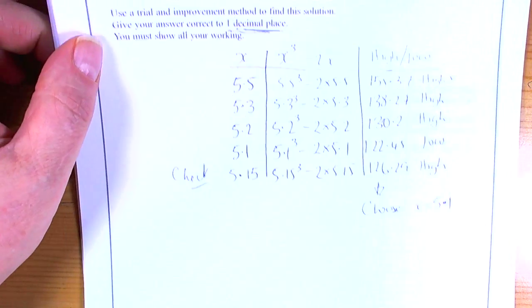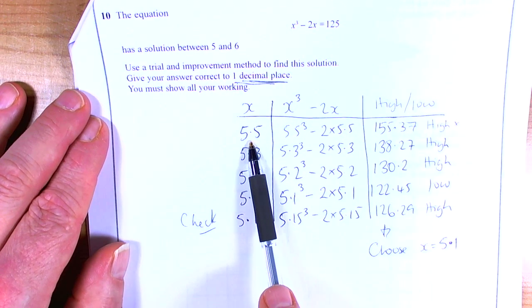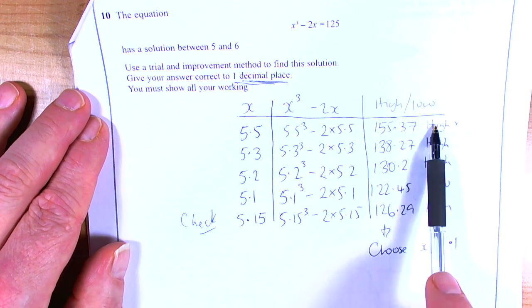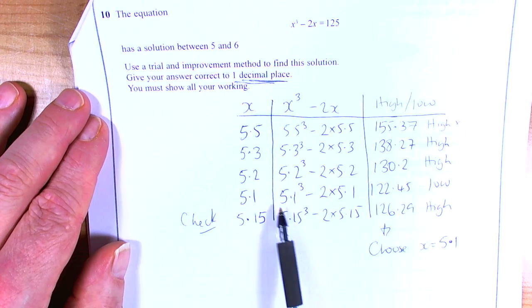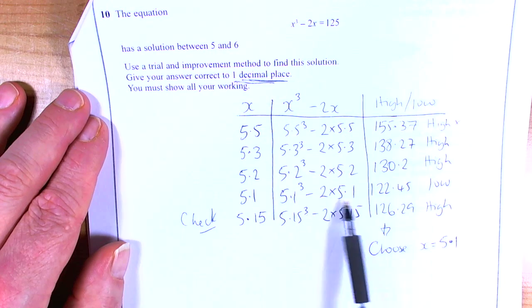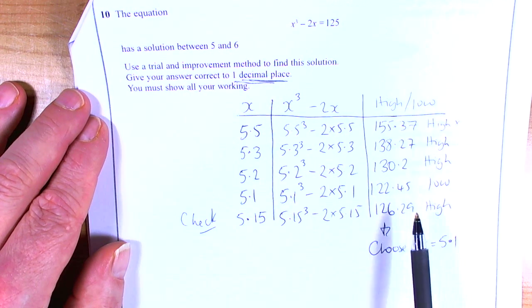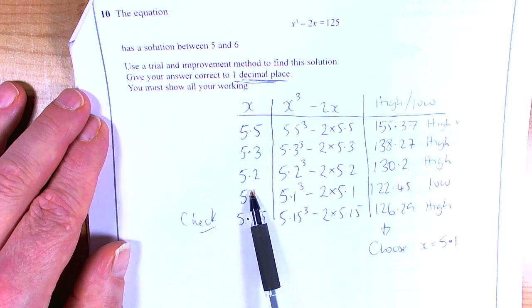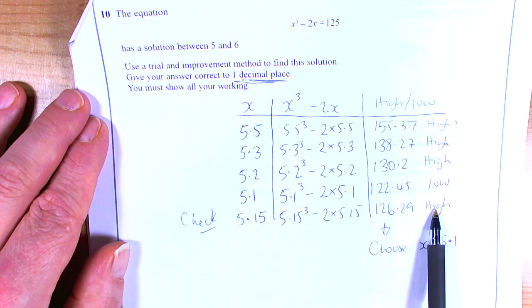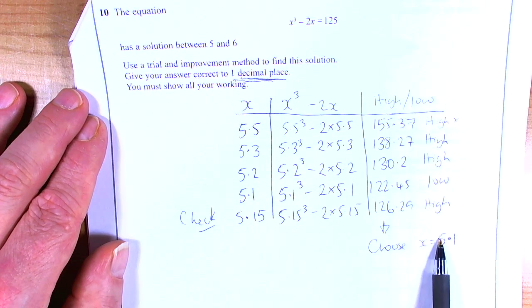Okay. So basically then, trial and improvement, you try the numbers until you find something that's just above and below, and then once you've found the ones that are just above and below, you check by going halfway between those. If the answer then is high, then you choose the lowest value of the two you were checking, and if the answer was too low here, then you choose the highest value of the two you were checking.